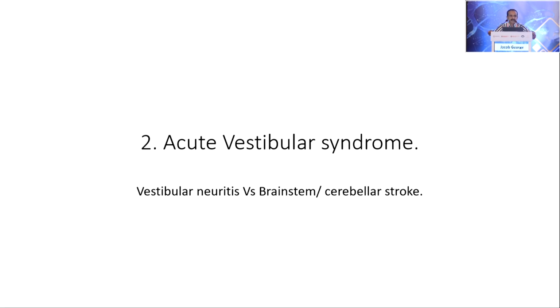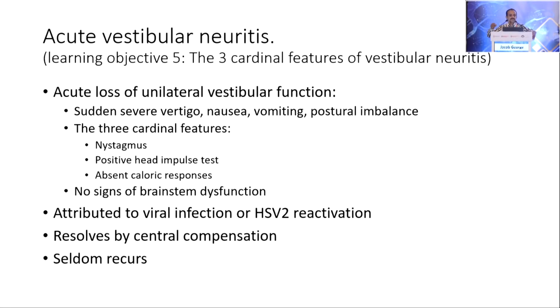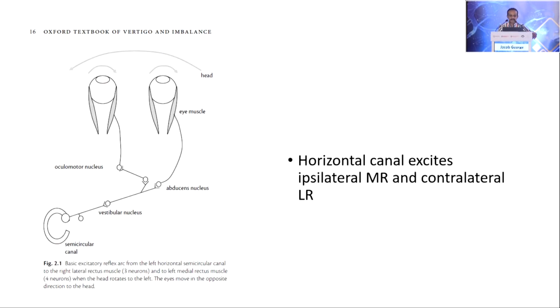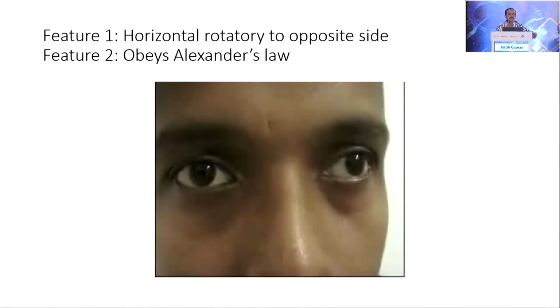Now we go to the second condition, which is called the acute vestibular syndrome. Here we have vestibular neuronitis and brainstem stroke. Before we go into that, we will see learning objective 5, the 3 cardinal features of vestibular neuronitis. The first cardinal feature is the nystagmus. The nystagmus of vestibular neuronitis is also very easy to understand. If you stimulate the right ear, the eyes will deviate towards the left side and rotate towards the left side. So if you stimulate the right vestibular nucleus, right vestibular apparatus, the eyes will deviate towards the left side and rotate towards the left side.